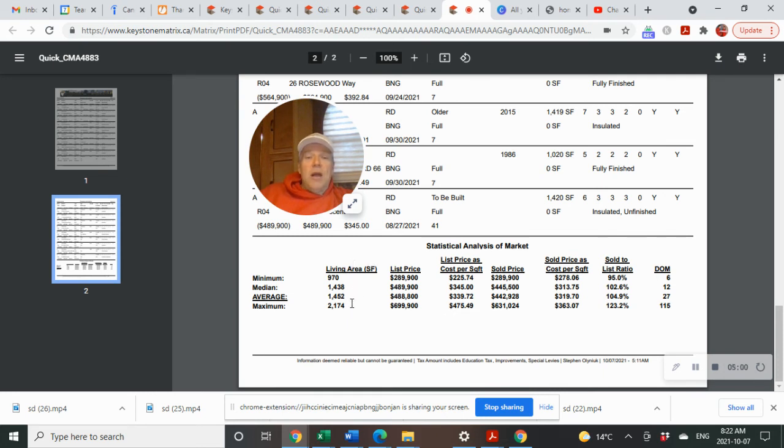Let's take a look at the square footage. Average square footage of the 19 homes on the market, 1,452. Average list price of those 19 homes, $488,800. And average price per square foot, $339.072. Average sold price was $442,000 of the 8 homes sold, and price per square foot at $319.70. Sold to list ratio at 104.9, so the homes sold at 4.9% over list on average, and days on the market average, DOM, is 27.